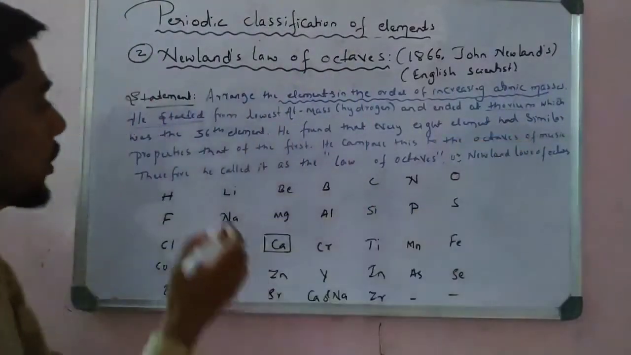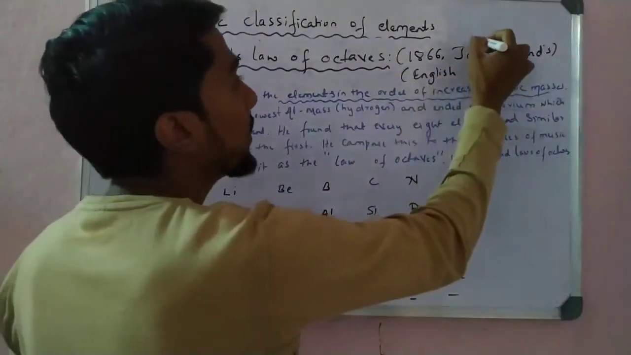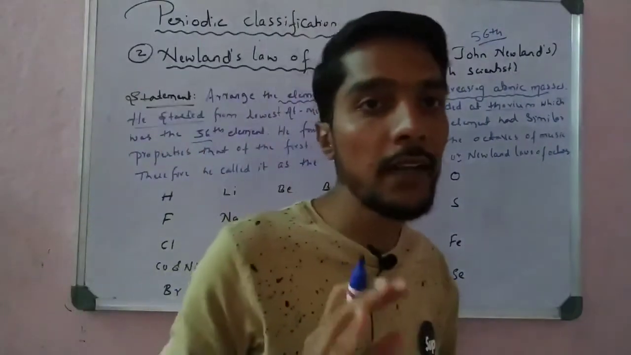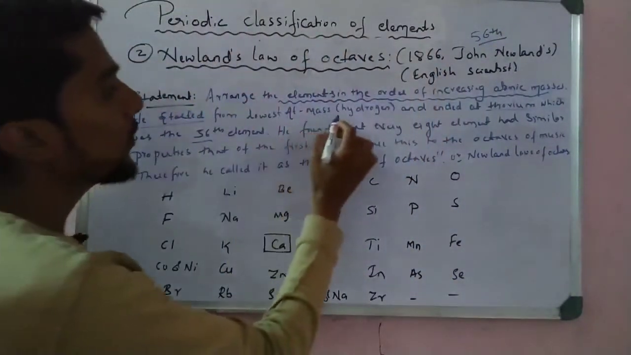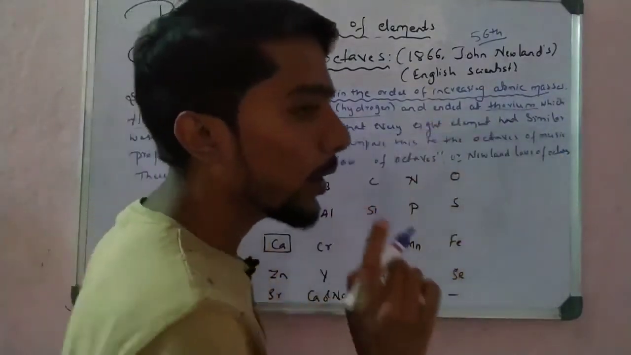Why thorium? Because only 56 elements were known at that time. At the time of Newlands, only 56 elements were discovered, right? So that is why the table starts with hydrogen and ends with what? Thorium. That is very important, you have to remember.